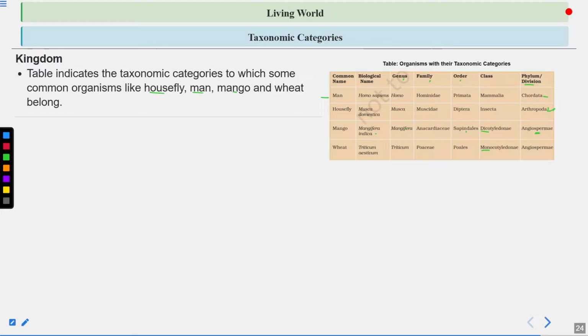Then wheat: the scientific name is Triticum aestivum, genus is Triticum, family is Poaceae, order is Poales, class is Monocotyledonae, which means it is a monocot, and division is Angiospermae. So you have to remember this table. They can ask you in the exam, what is the order to which man belongs, or what is the family to which the housefly belongs, what is the order to which mango belongs, what is the scientific name of wheat, or what is the class or division to which wheat belongs.